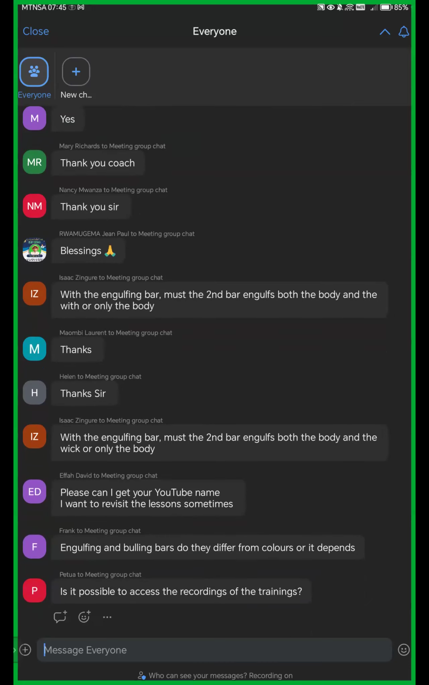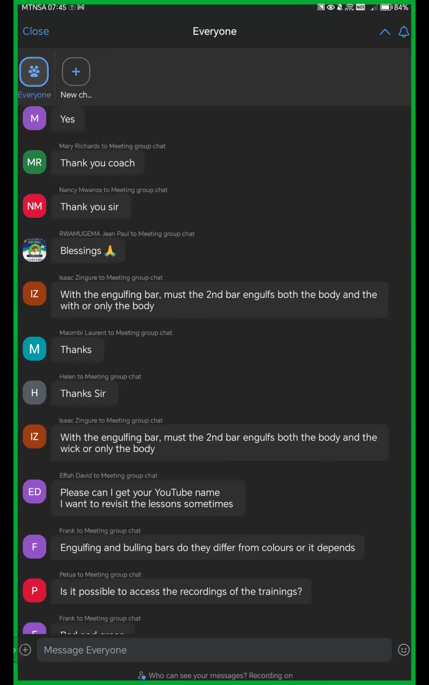What do you mean colors, Frank? What do you mean colors? Are you talking about it can be a red candle or it can be a green candle? If it is a bullish engulfing bar, okay? If it is a bullish engulfing bar, the candle being engulfed should be a red candle, because it tells you where the market is coming from.